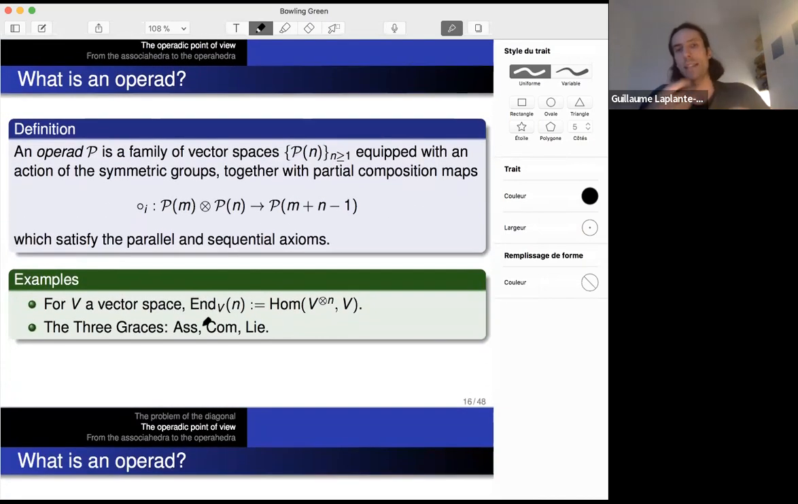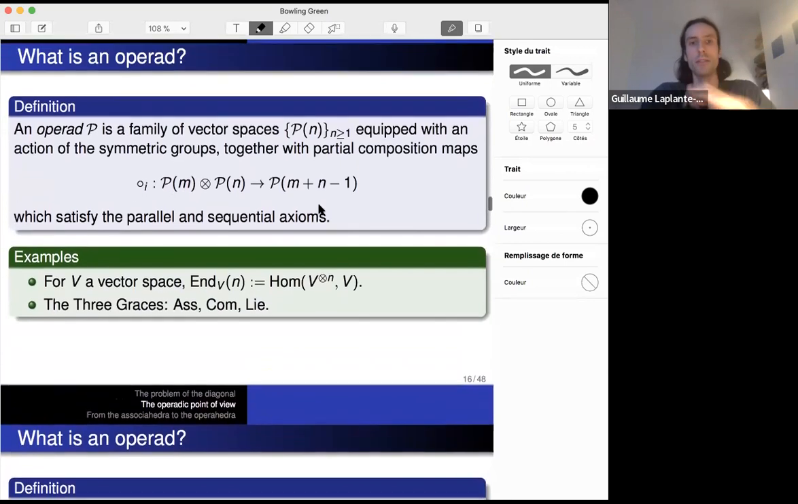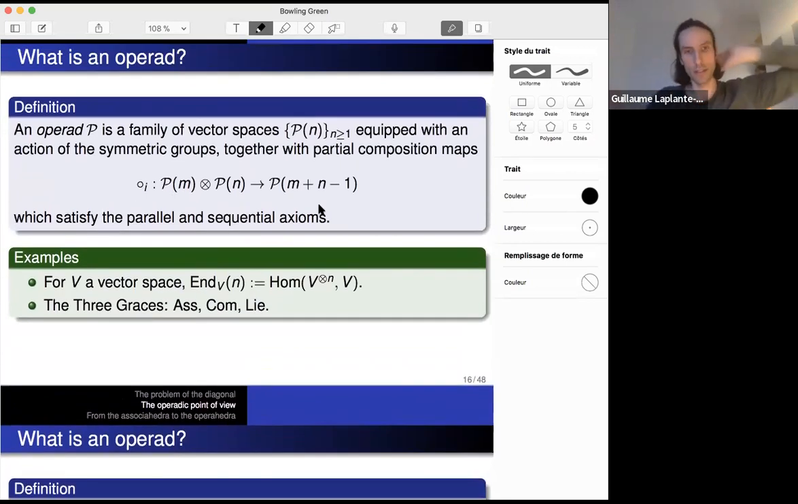The canonical example, or the mother of operads, is the endomorphism operad. You look at the vector spaces of linear functions from V tensor n to V. You can verify quite easily that these satisfy the axioms that I just wrote down. And other canonical examples of operads are the associative, commutative, and Lie operads.